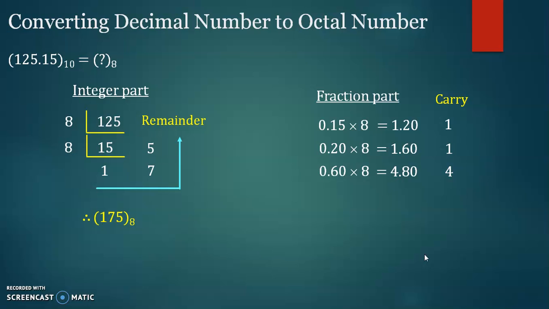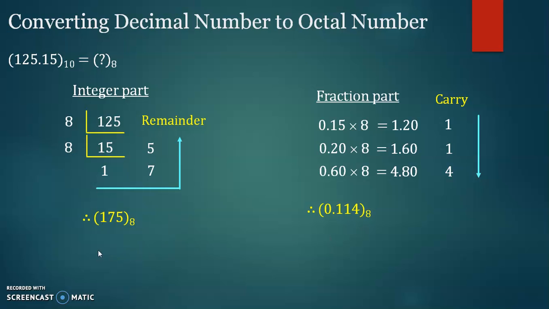So I am stopping the multiplication at this stage, that is, we get 114 as our carry part, and this 114 will be the resultant octal number from the fractional decimal number 0.15. So for the fractional 0.15, our result is 0.114.